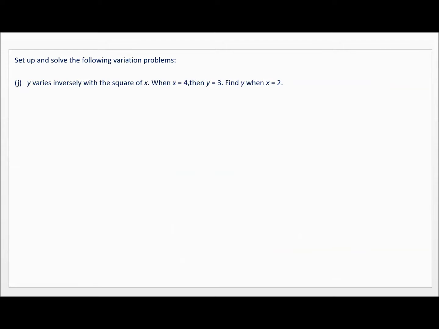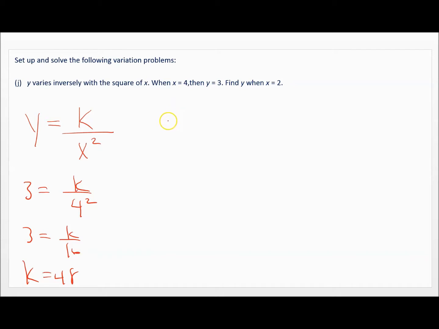So this is another problem like we've already done, but the more you have, I think the better you feel about it. Y varies inversely, so y equals, you need a k. Inversely means you divide with the square of x, so x squared. When x is 4, y is 3, so you have 3 is equal to k over 4 squared. Now we're just quick at it, right? It gives me 3 is k over 16. I solve for k. I multiply both sides by 16, so k is 48.